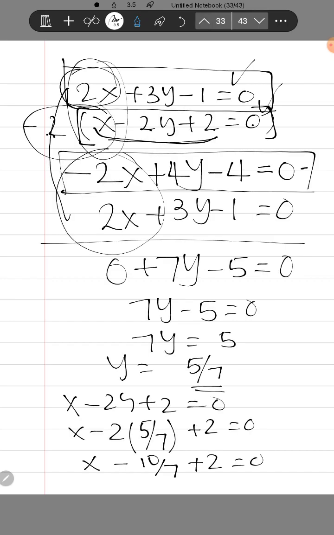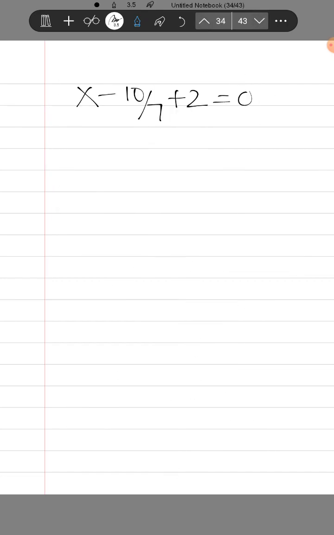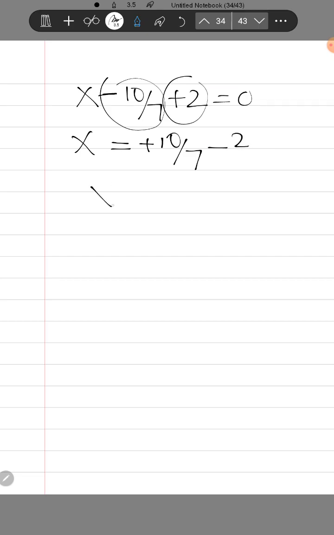Okay, let's continue now. Now, I take all the constants on the right hand side. x is equal to 10 over 7. I have to change the sign into a plus here, and then this plus into minus. Minus 2. x is equal to 10 over 7 minus 2.